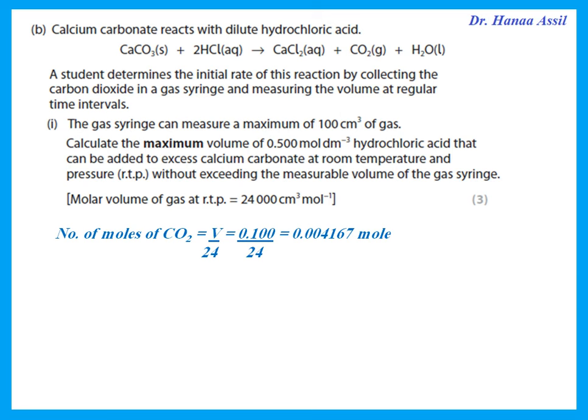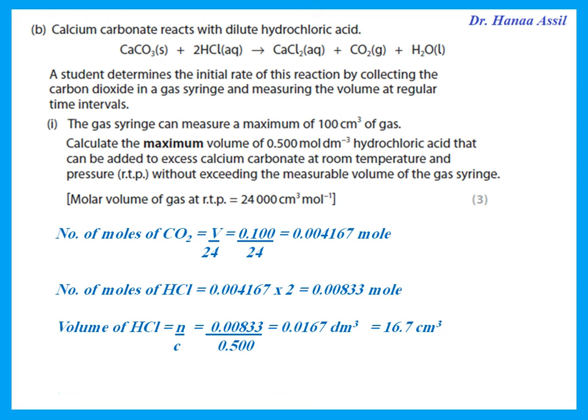Then I look at the equation. He's comparing it to hydrochloric acid, and you can see from the equation that 2 moles of hydrochloric acid give 1 mole of CO2, and that means number of moles of hydrochloric acid should be twice that of CO2. Now I have number of moles of HCl. He's asking for volume. Volume is number of moles over concentration. This gives me a volume in decimeter cubed. I need it in centimeter cubed. That is 16.7 centimeter cubed.